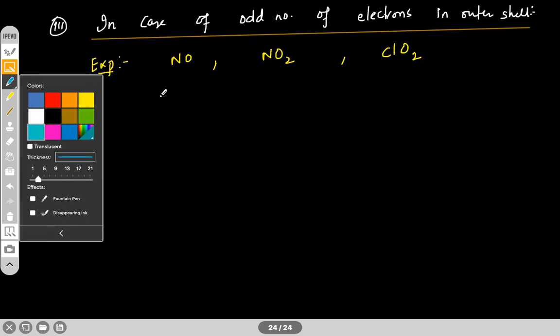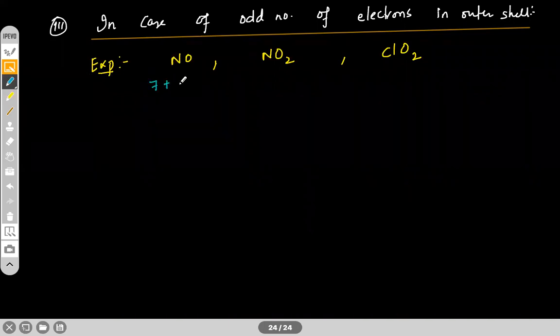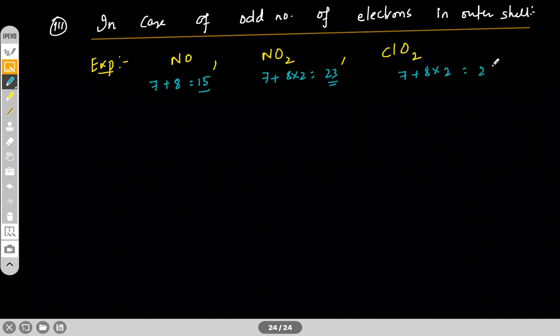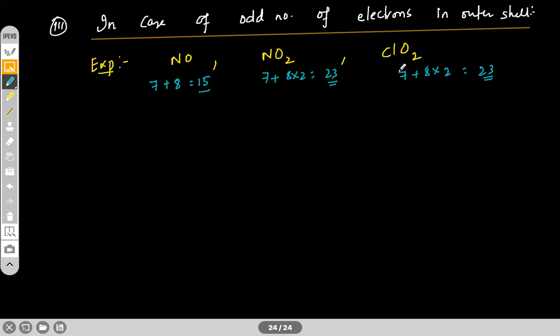You see this? Nitrogen has 7, oxygen has 8, 15 electrons, odd electrons. 7, oxygen has 8 into 2, 23 electrons, again odd electrons. For ClO2, 17 plus 8 into 2, 33 electrons, which is again an odd number of electrons, right? So since we have an odd number of electrons, it does not follow the octet rule.